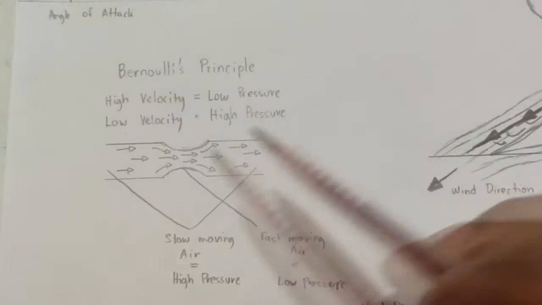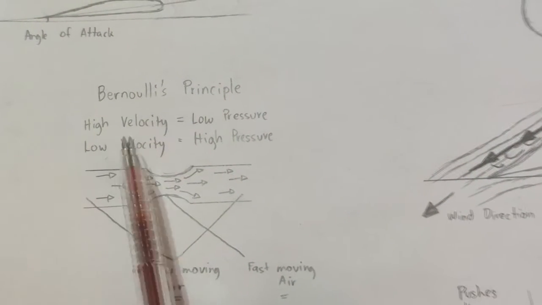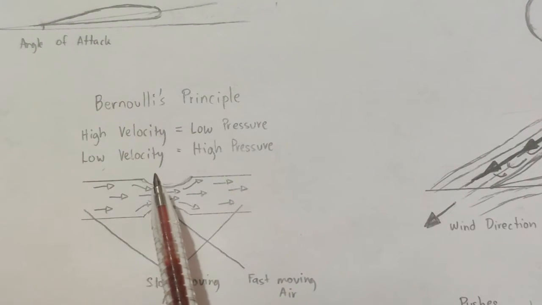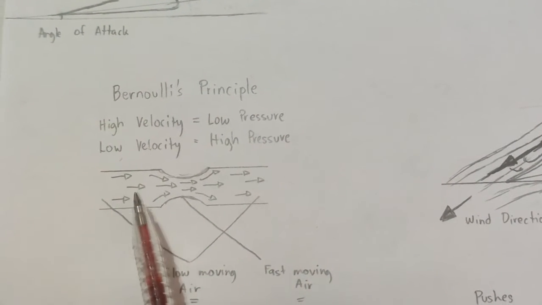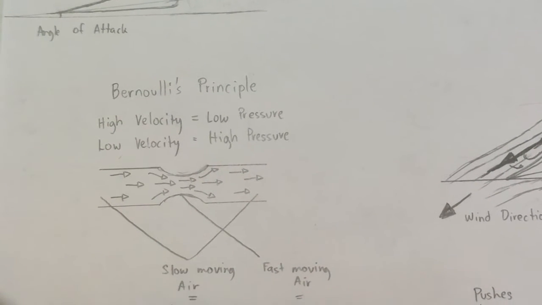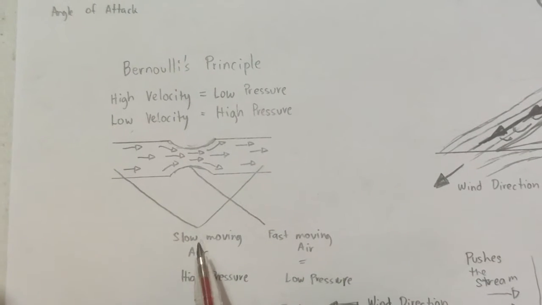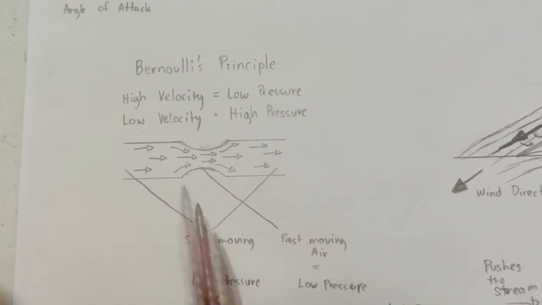It states that whenever air, or any fluid, has a high velocity, it has a low pressure, while low velocity air or fluid has a higher pressure. An example is a tube with a flowing fluid with a restriction in the middle part. As we can see, the steady flowing fluid, or slow moving air. Let's say it's air, slow moving.